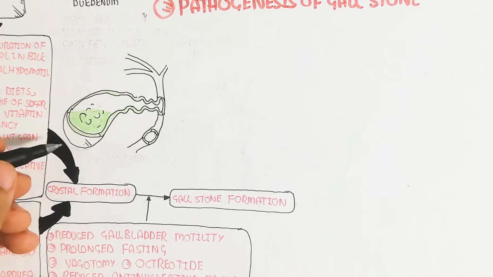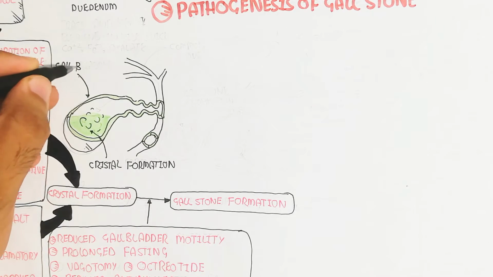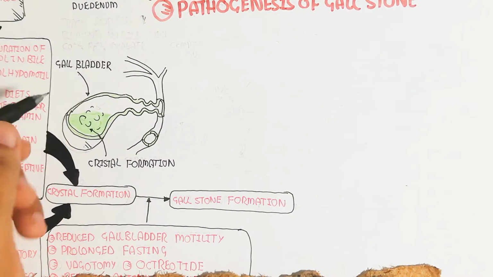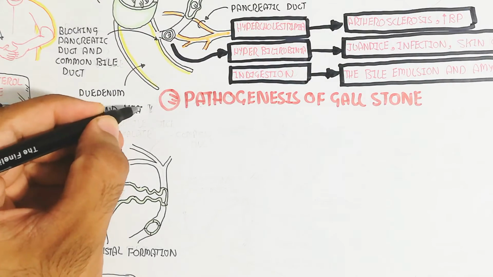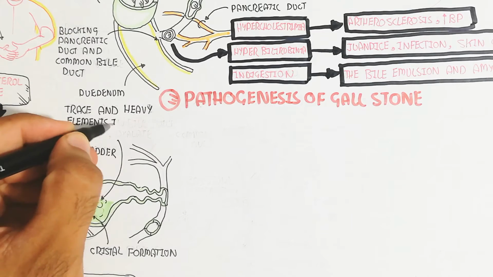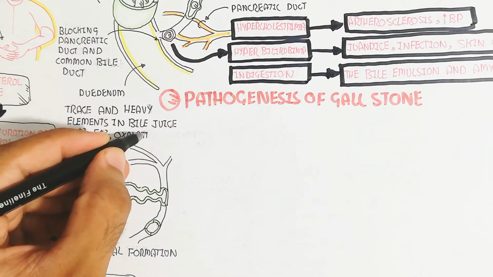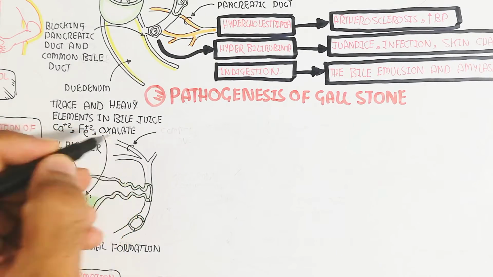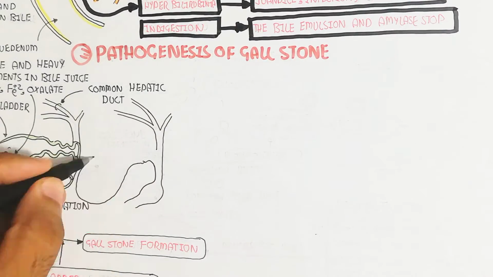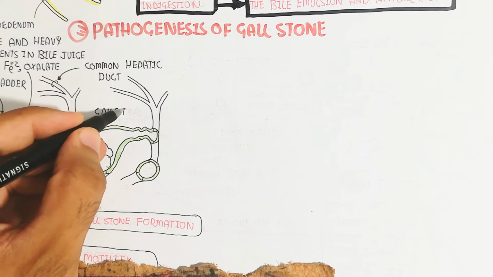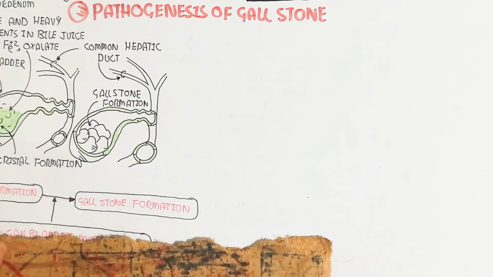So in this way you can see this is the gallbladder, which contains crystal formation, and the gallbladder contains the bile pigment, the bile acid and other things. The trace and heavy elements in bile juice, for example calcium, iron, oxalate ions, and other heavy elements will combine together to form compounds, also calcium carbonate, which will lead to gallstone.